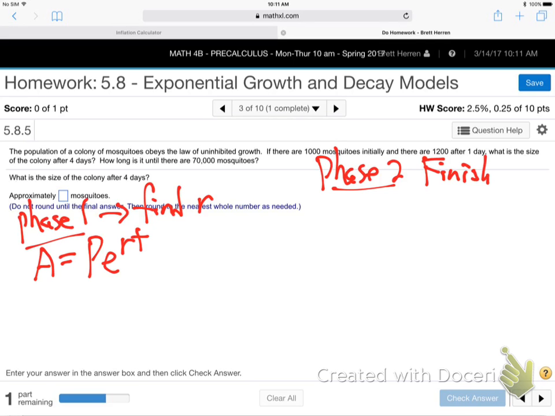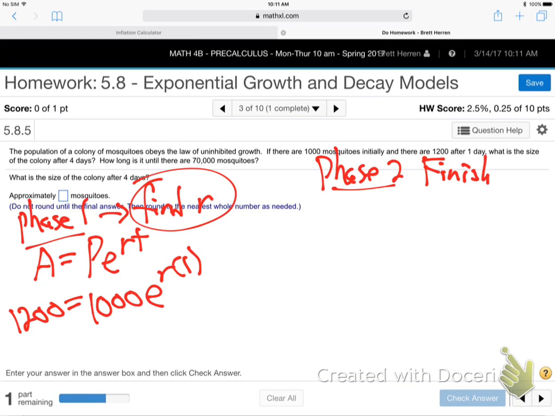So there's 1,000 mosquitoes initially. That's the P. And again, after 1 day, the amount is 1,200. So everybody good with that? Oops, kind of getting scribbly over there. So we good to there? So the amount is 1,200. 1,000 is the original. After 1 day, so when T is 1 day, the amount becomes 1,200. Use that to solve for R. That's what phase 1 is all about, is getting your hands on R. And then as soon as we have R, we'll start again with the PERT formula, then knowing R.